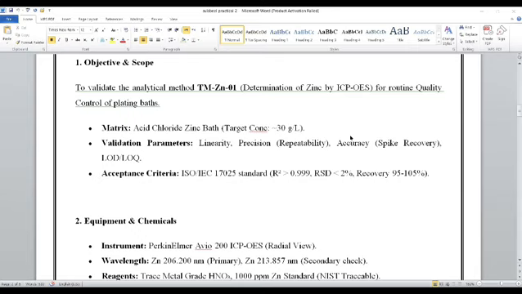Instrumentation and reagents. ICP-OES Perkin-Elmer Avio 200, viewing mode radial. Primary wavelength for zinc: 206.200 nanometers. Secondary check wavelength for zinc: 213.857 nanometers. Chemicals: trace metal grade nitric acid, 1000 ppm zinc standard, NIST traceable, and type 1 deionized water. The diluent used throughout the study was 2% nitric acid.